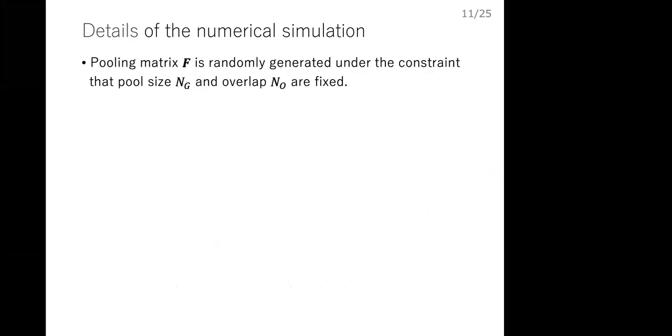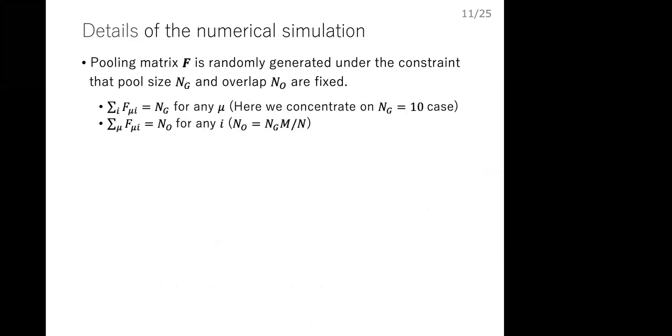We now show the performance of BP algorithm-based group testing. The setting of the numerical simulation is as follows. The pooling matrix F is randomly generated under the constraint that the pool size and the overlap are fixed. Namely, the summation of F mu i in the direction of i is n_z for any mu, and its summation in the direction of mu is n_o for any i. We generate 100 samples of the pooling matrix, true state of patients, and the observation, and discuss the average property with respect to these samples.